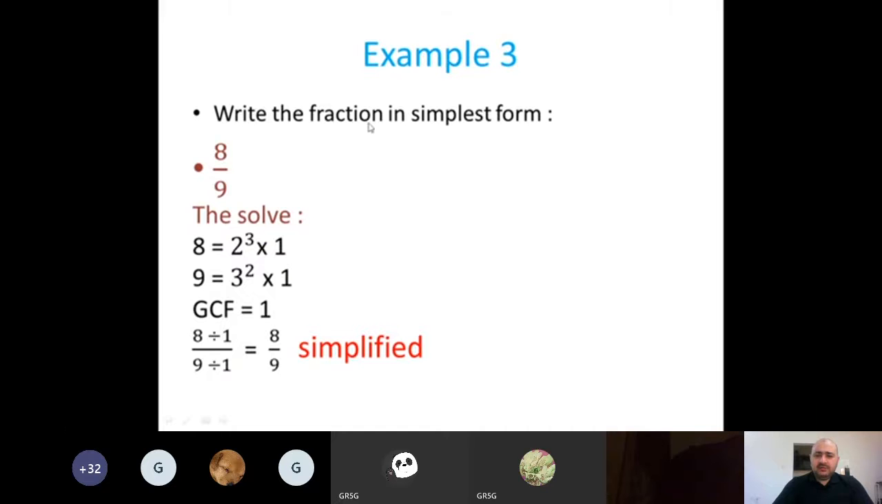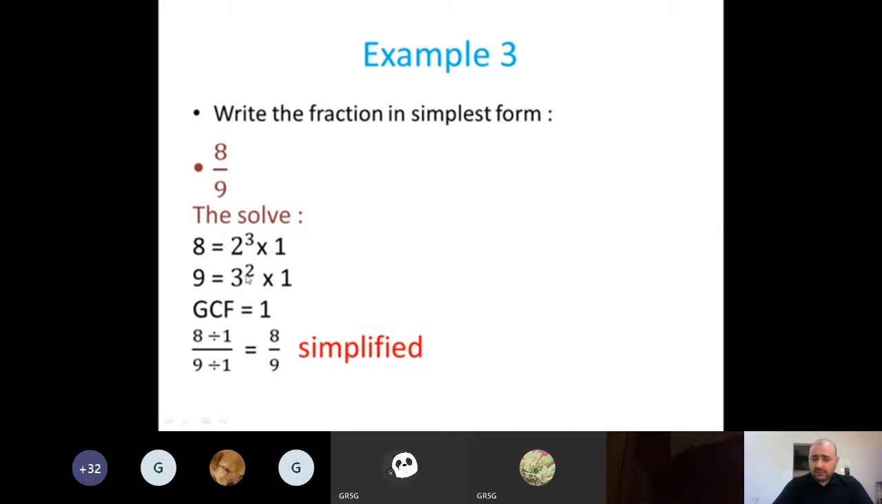Example 3, write the fraction in simplest form. We have this fraction, 8 over 9. Take 8, 8 equals 2 times 2 times 2, so I can write it as 2 exponent 3. And 9 equals 3 times 3, so I can write 3 exponent 2. So there is no common factor. Here we have 2, here we have 3.